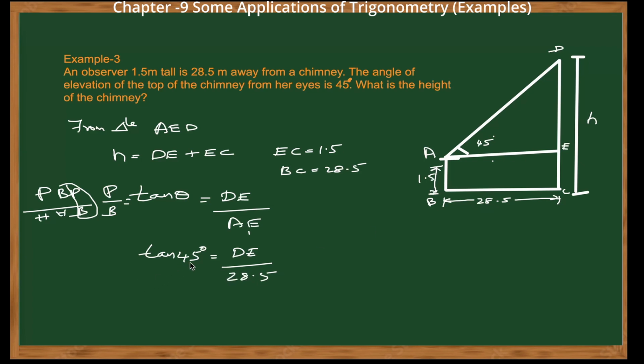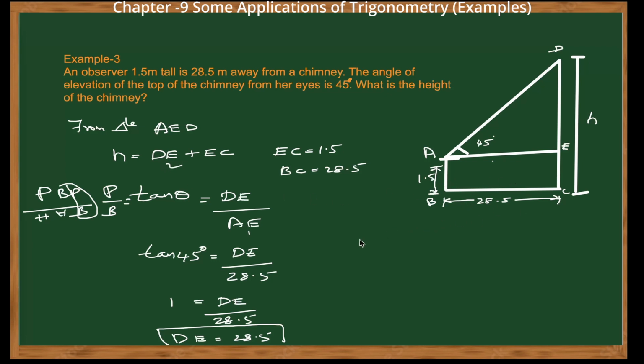So what is tan 45? Tan 45 is 1, which is equal to DE divided by 28.5. So this means DE is equal to 28.5. So we got the DE value, 28.5.